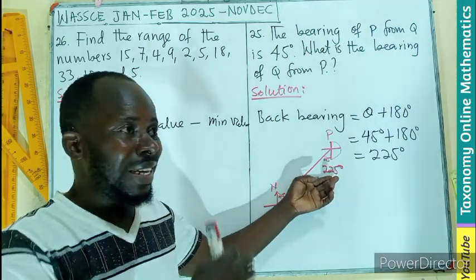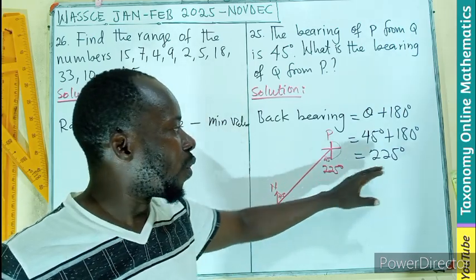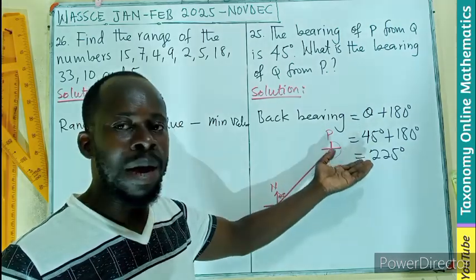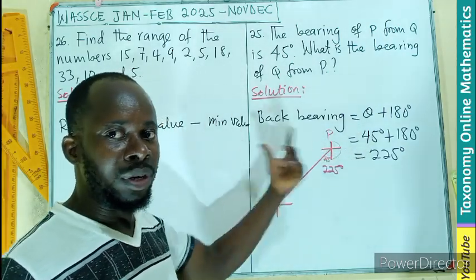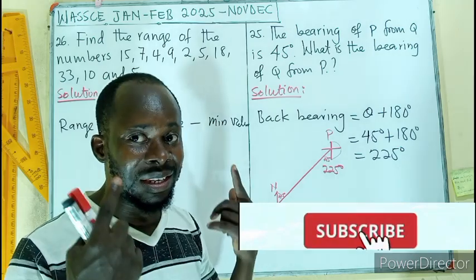So this is when we are dealing with what? Diagram. You can represent it this way, or you can also do it without the diagram, which is the back bearing formula. That is why I put these two questions together, because they can be solved within just 1 minute.